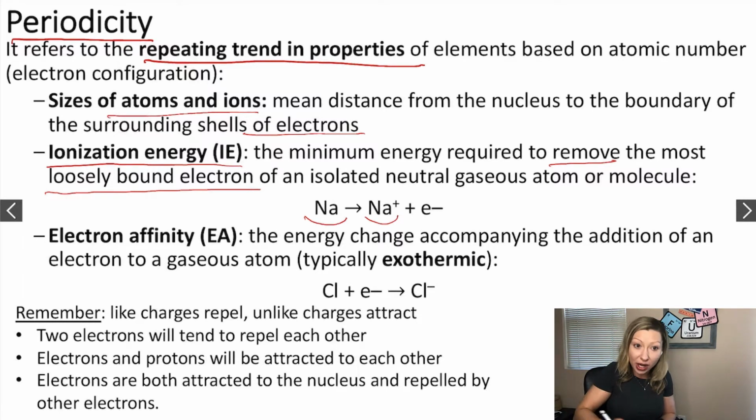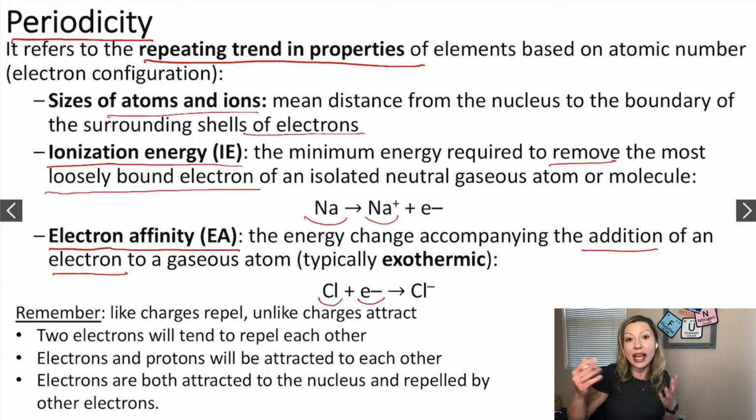And the third one is electron affinity. This is the energy change accompanying the addition of an electron to a gaseous atom. And what's interesting about electron affinity is that it is an exothermic process. So, for example, when we are adding an electron to a chlorine atom, we are going to produce a negatively charged ion, an anion, and this process is going to produce extra energy.